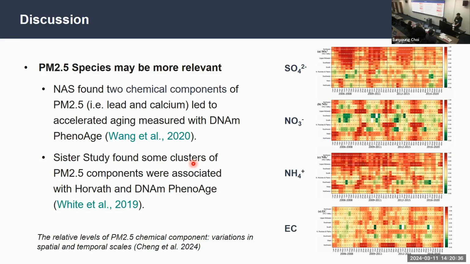So the pattern of the total PM2.5 may not reflect the pattern of the chemical components, which might be what really matters. One study based on the Normative Aging Study found that the lead and calcium components of PM2.5 are associated with accelerated PhenoAge. Another study based on the Sister Study also found that some clusters of PM2.5 components were associated with accelerated Horvath and PhenoAge. So one potential future direction is further examining the chemical components.